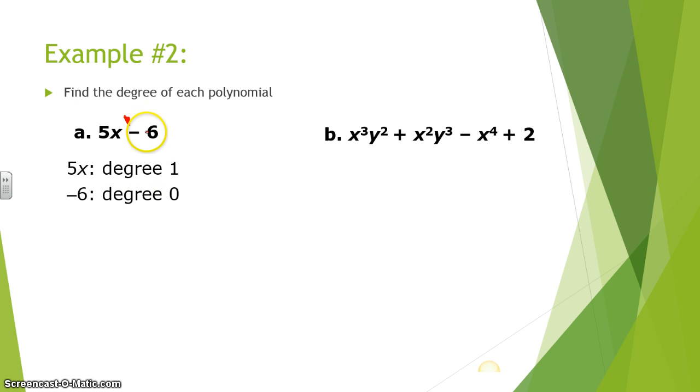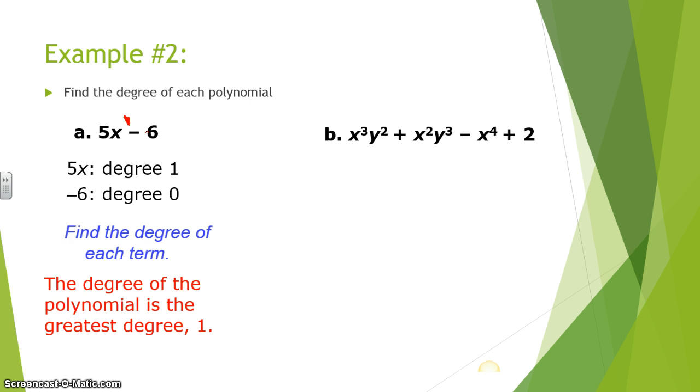of 0. So what we need to do here is find the degree of each term, and then the degree of the polynomial is going to be the greatest degree. And the greatest degree in this situation is 1. So the degree of A is going to be 1. Let's look at the next situation.